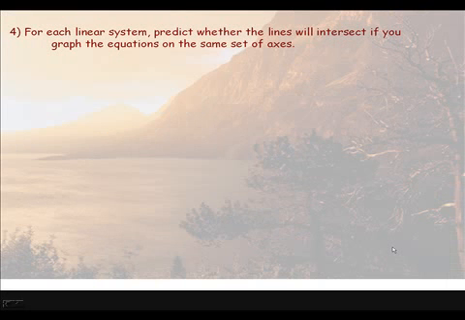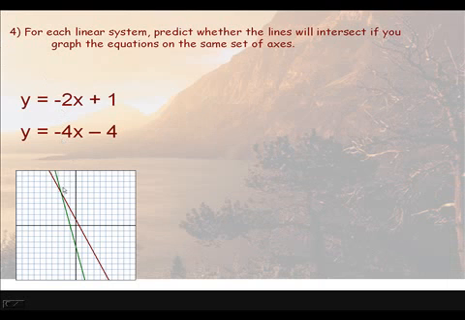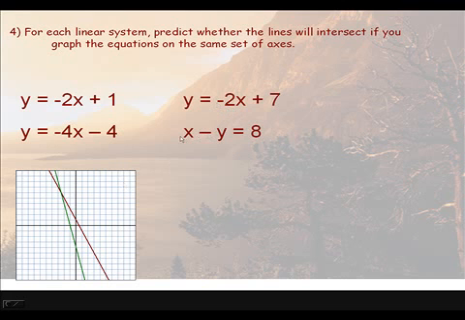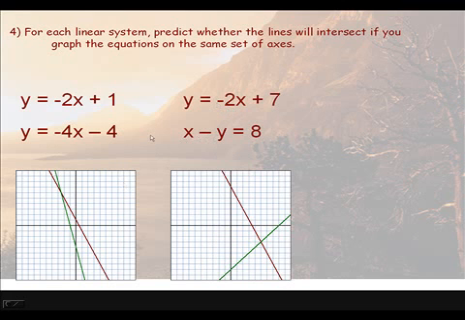For each linear system, predict whether the lines will intersect if you graph the equations on the same set of axes. How about these? Will they intersect? Well, here I have a slope of -2 and here I have a slope of -4. If they have different slopes, they will intersect. So yes. And notice if we draw the graphs, we'll see the actual intersection point. Here I have a slope of -2. Here I have a slope of 1. Different slopes. They're definitely going to intersect. If we graph them, we'll see the intersection point. So if they have different slopes, they have to intersect. If they have the same slope but different y-intercepts, they're going to be parallel.